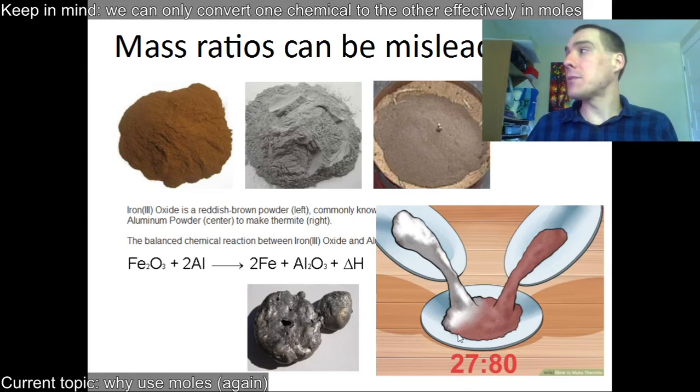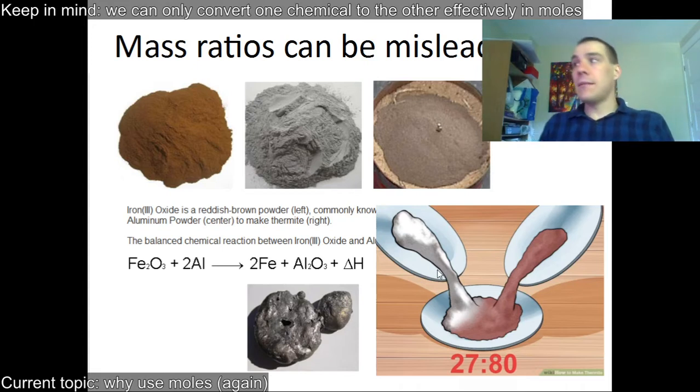When we look at the actual ratio that we need to mix things in, it's like 80 grams of the iron oxide and 27 grams of the aluminum. So even though there's 2 moles of aluminum, in terms of mass, the aluminum has to be a much smaller part of this thing. Why? Why might the aluminum be a much smaller mass part compared to the iron oxide, even though it's twice the moles, twice the amount of elements?